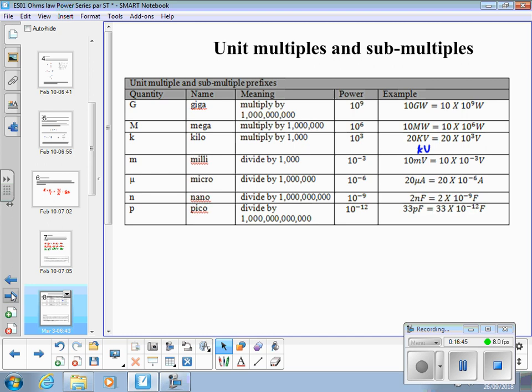Milli, 10 to the minus 3, or 1,000th. Micro, a millionth, 10 to the minus 6. Nano, 10 to the minus 9. Pico, 10 to the minus 12. And the last two, I remember the order by, they go in alphabetical order, N and P. Alright, and you're going to come across those in capacitance mainly. You'll get currents down to micro, and even microvolts. Pico and nano are going to be capacitance, really, because a farad is a really, really big unit. Okay?